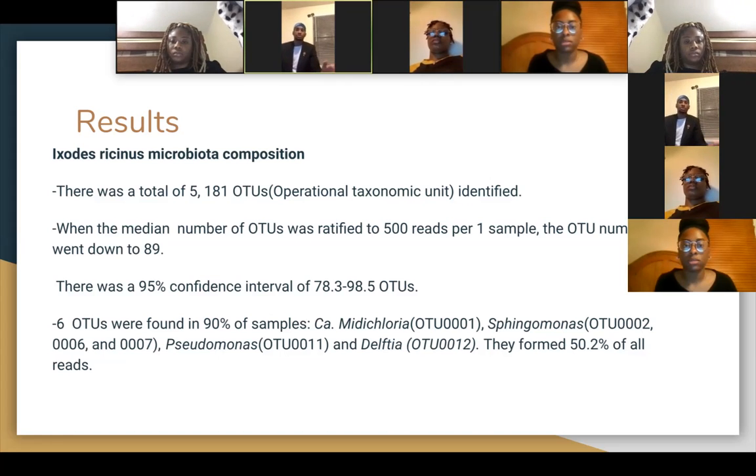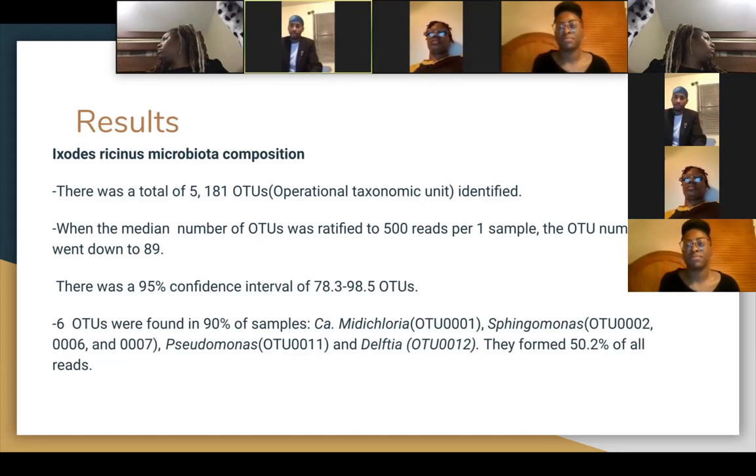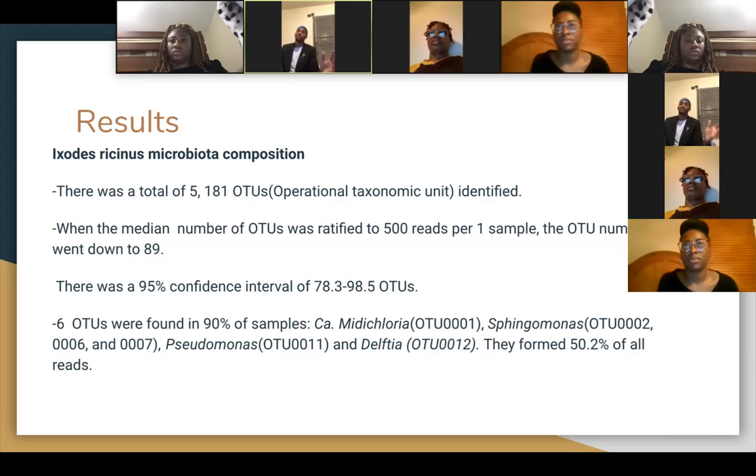There was an actual total of 5,181 OTUs identified. And OTU stands for Operational Taxonomic Unit, and this is a way to categorize bacteria based on their sequence similarity.